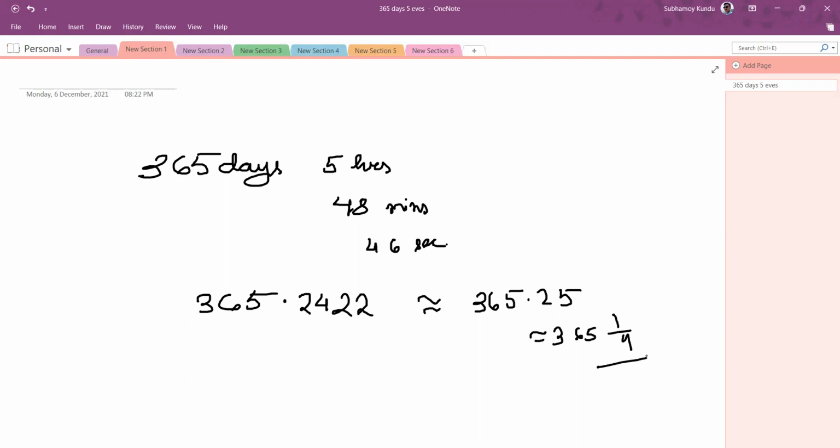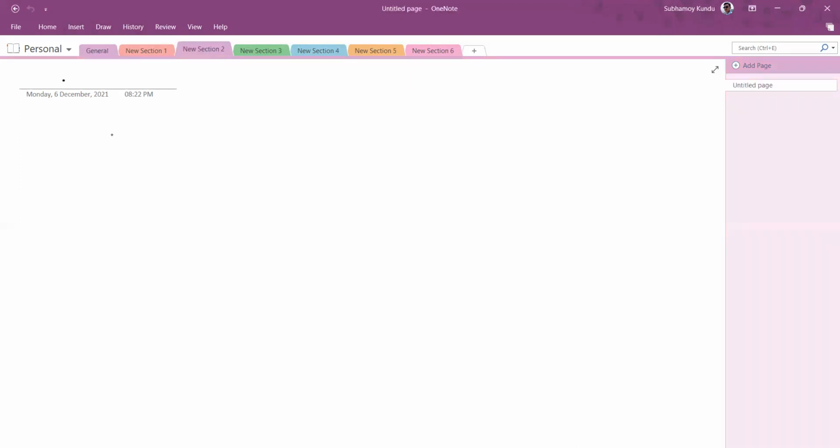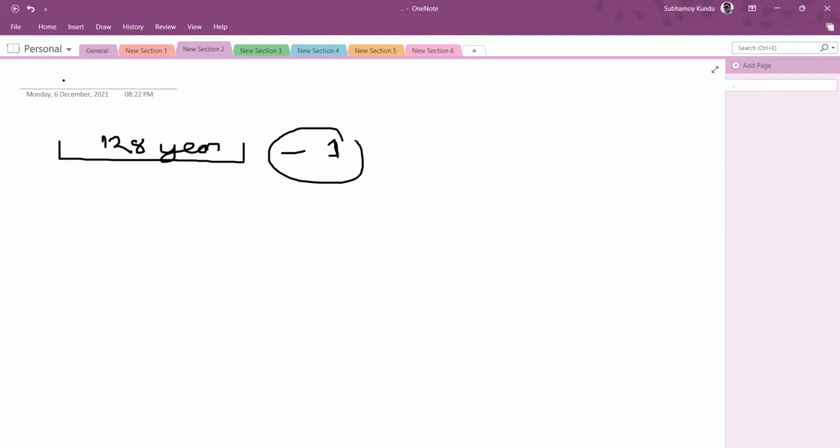After each 4 years, we add 1 day to remove this gap. It was introduced by King Julius Caesar. That's how the Julian calendar was introduced. But this has a little problem because it was lagging behind: after each 128 years, it was lacking 1 day.